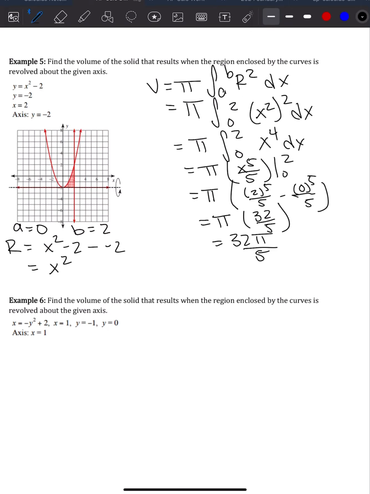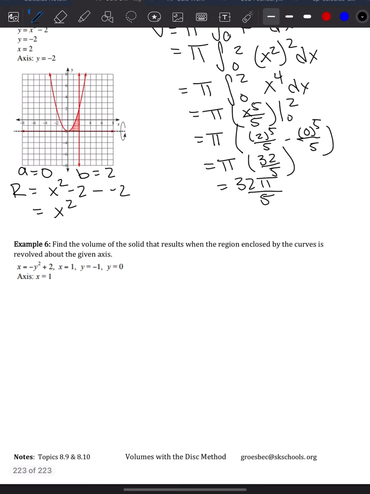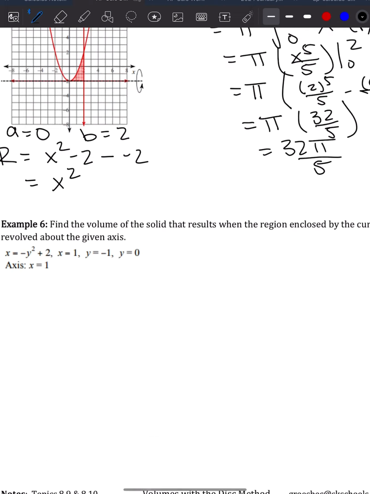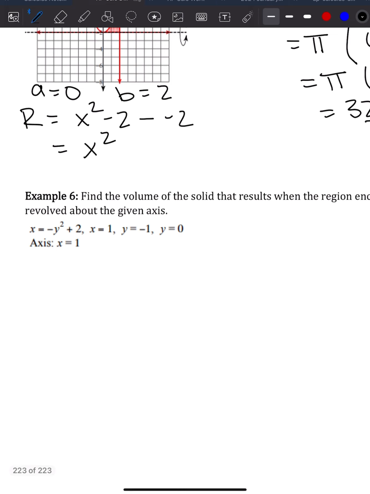Our last problem here, we have: find the volume of the solid that results when the region enclosed by the curve is revolved around the given axis. So x equals negative y squared plus 2, x equals 1, y equals negative 1, y equals 0, around x equals 1. So the first thing that I'm going to do is draw a graph to make sure that I know what I'm working with.